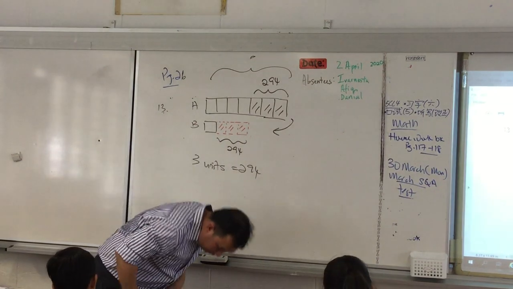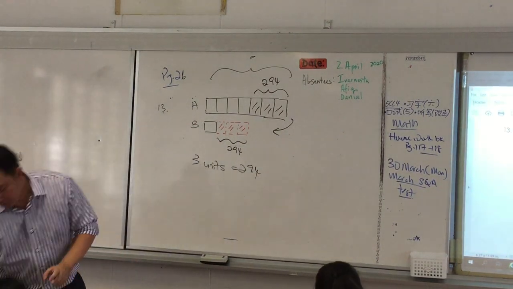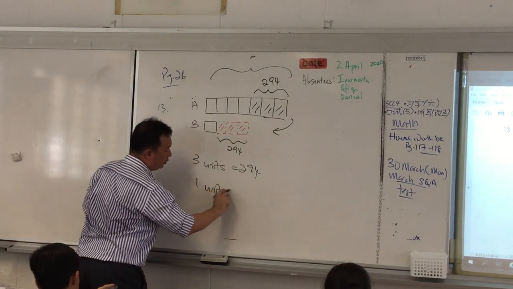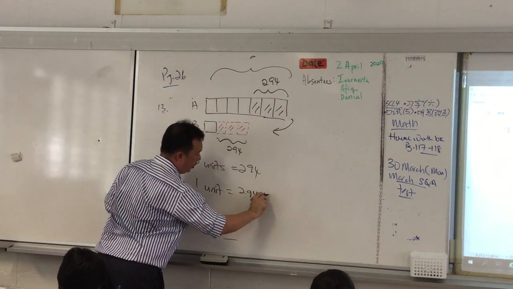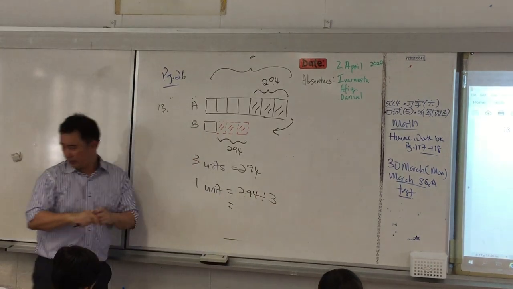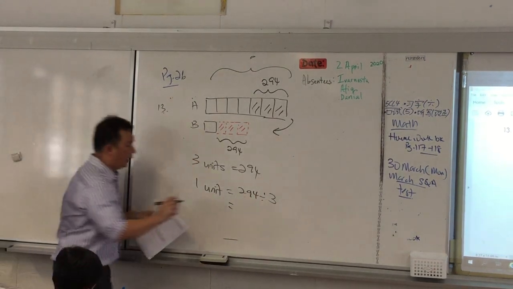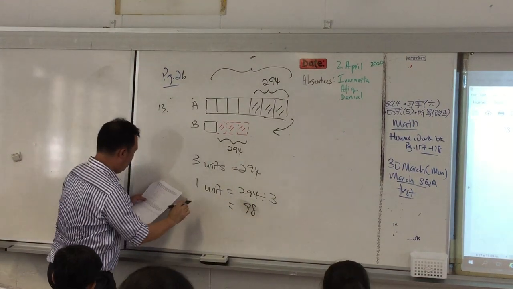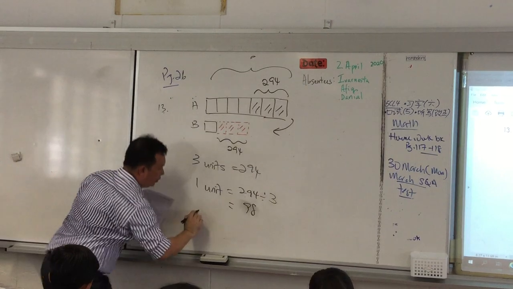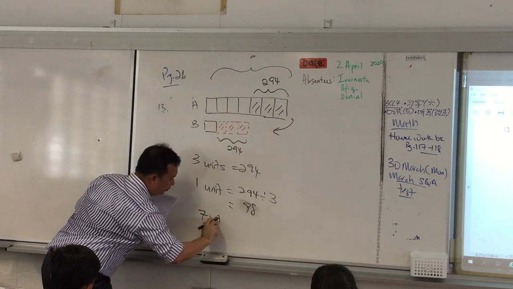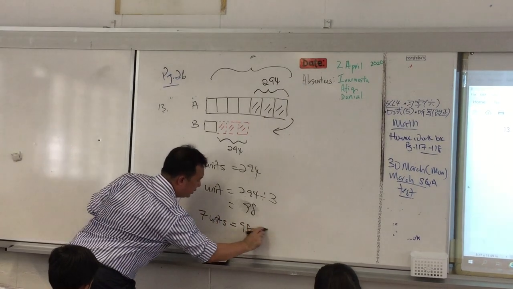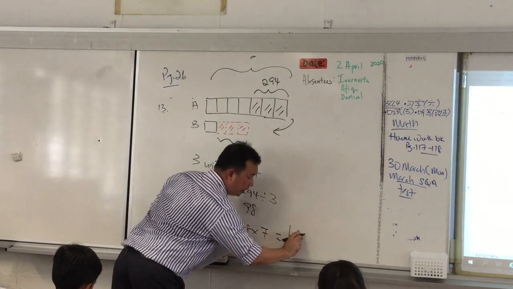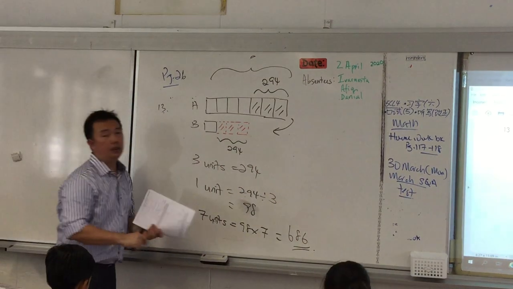How many units? Seven. My seven, right? So I look for one unit. Good, 98, okay? So 98 is for one unit, and for seven units, it is 98 times 7. Alright, and that will be 686. Okay? Alright.